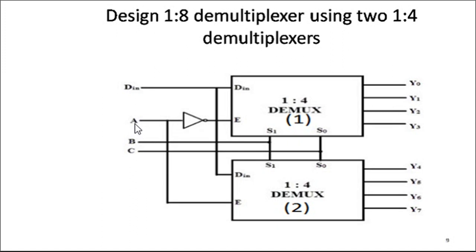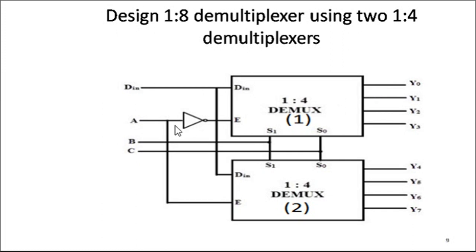If this one is 0, then due to the inverter it becomes 1, meaning it will be enabled. This 0 is connected directly here, meaning this one will be disabled. So we consider A, B, C all 0, that is 0, 0, 0. What will happen? This 0 makes the enable 1, so that demultiplexer is enabled. Now data in will be routed; with both select lines 0 and 0, it will be set to this line, so the data in will be routed to y0.